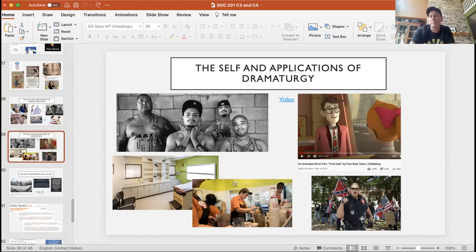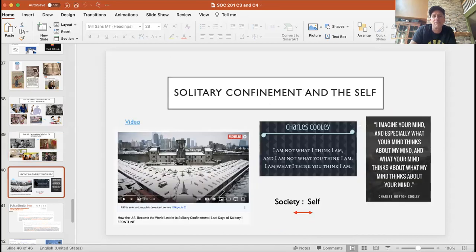So remember a white supremacist group, dramaturgy. Man, there's a lot of dramaturgy going on there, without a doubt. Performing for members of one's own group, performing for other members. There's masculine and feminine ways of engaging in these performances. Short little video, the first date, if you want to check it out, kind of interesting.